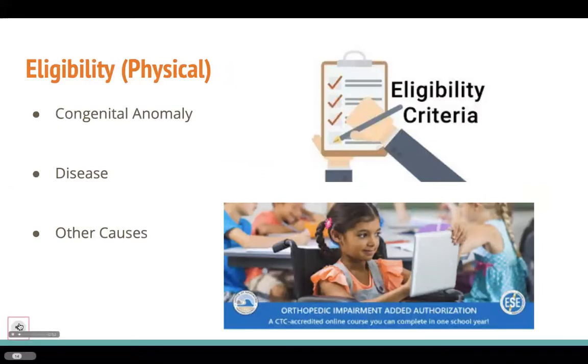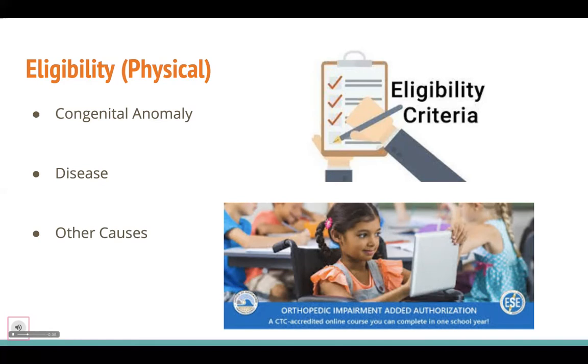For the next area, we're going to be talking about eligibility. Basically, there are two categories for eligibility, one of which is physical and the other which is academic. For the physical side of things, it would be assessed by a doctor or a physician.